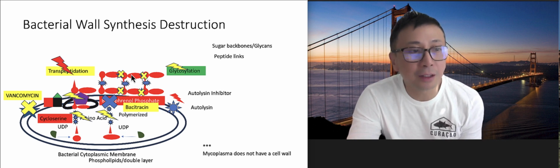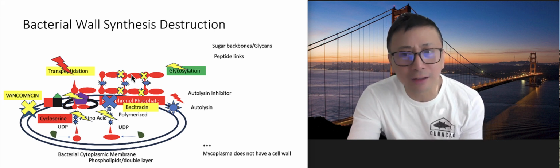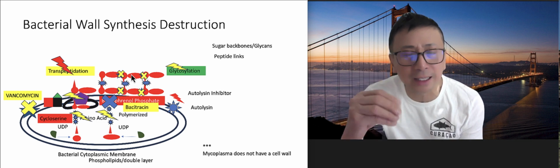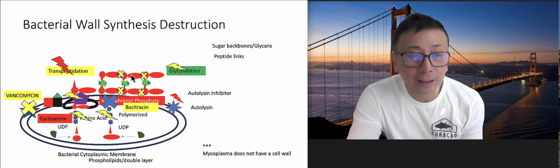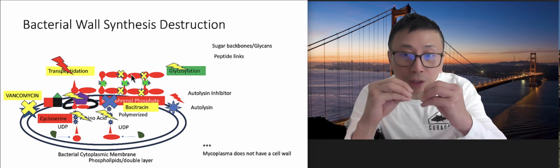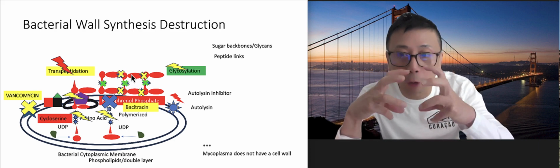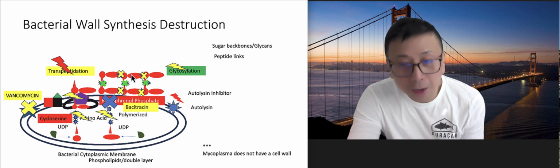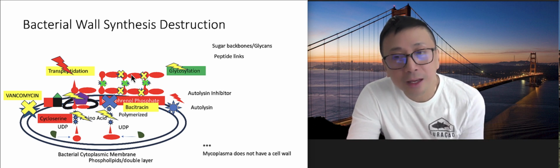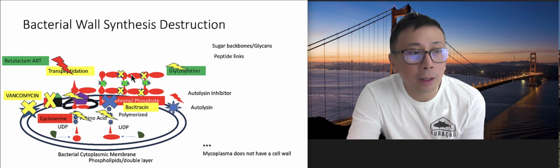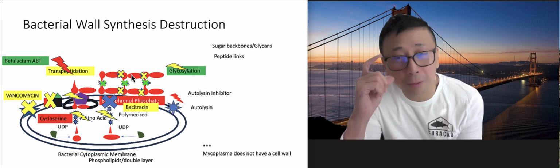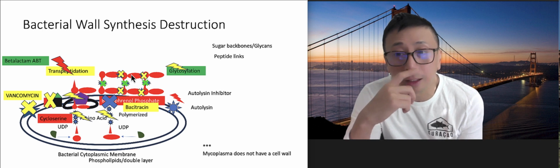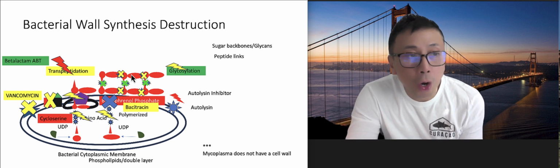And then you want to stop the transpeptidation, right? Transpeptidation, the cross-linking of the peptides. So when you do that, they won't attach to each other. They won't form a web. And what medication do we give? You will give all your beta-lactam antibiotics, which are your imipenem, right? Things like that. So I'm hoping that you guys understand.